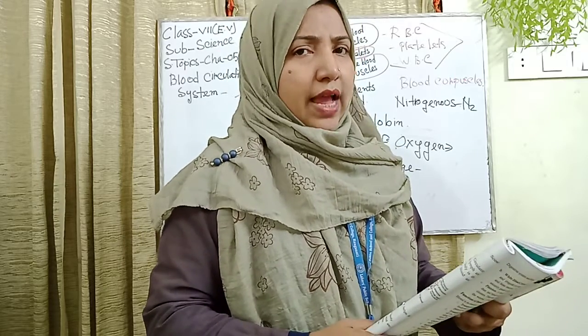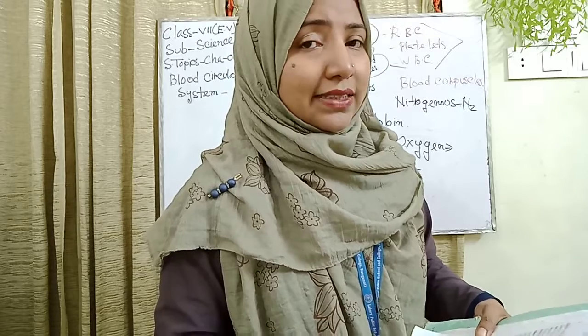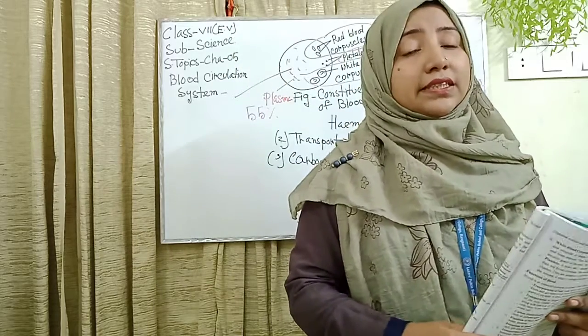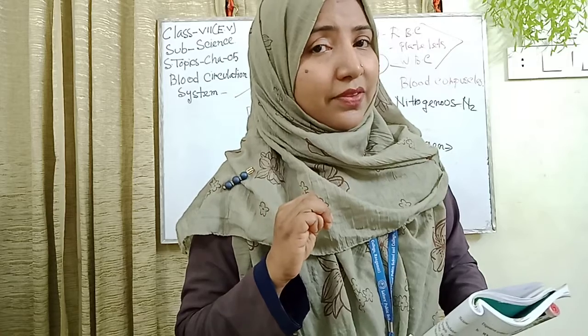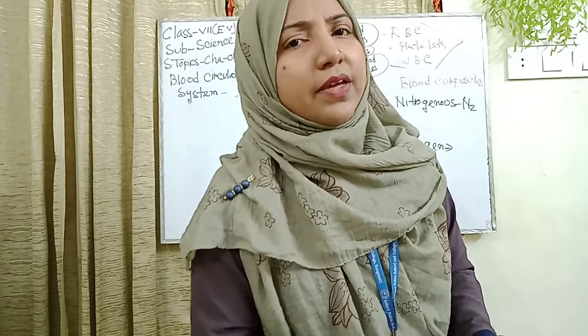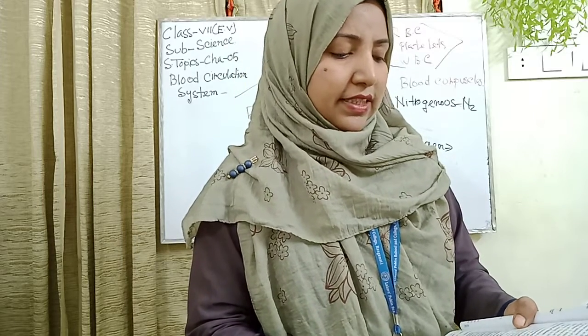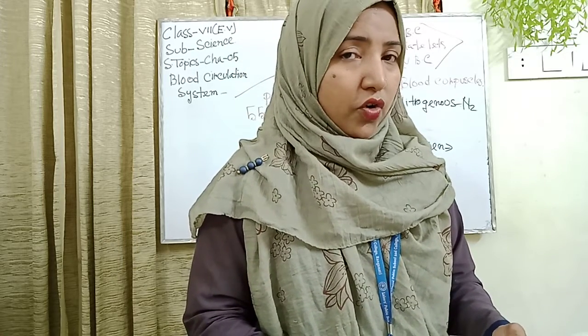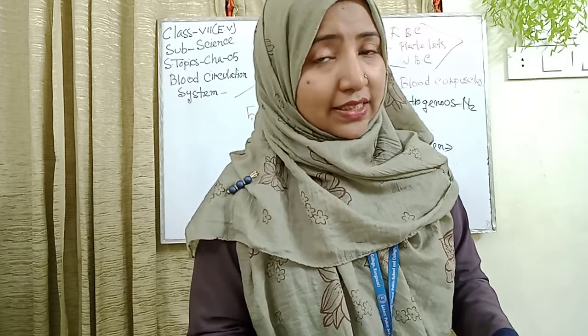We also know the meaning of plasma and its functions, and we know in detail about the blood corpuscles. There are basically three types of blood corpuscles: RBC, WBC and platelets, and they have very important functions. And the last topic is the functions of blood. Overall, we know about the 8 functions of blood.